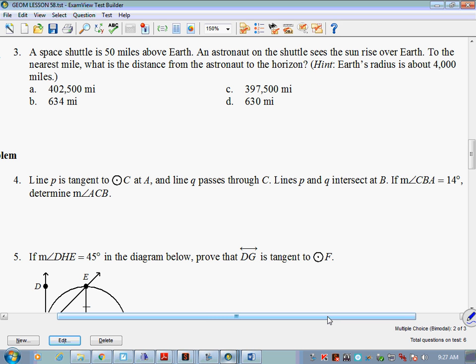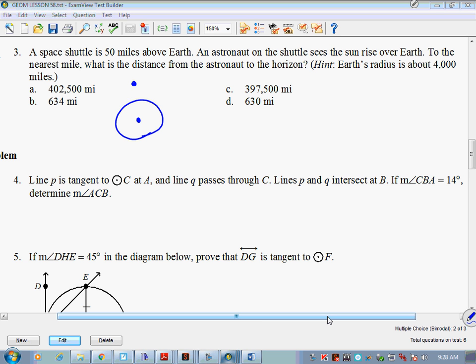So the first thing I want to do is draw the Earth. Not a very good one, it looks more like a bean, but that's fine. We are 50 miles above the Earth, so we can make the center of our Earth here, and we put our little astronaut right there. I'm going to show you what you're going to do and why it's wrong.